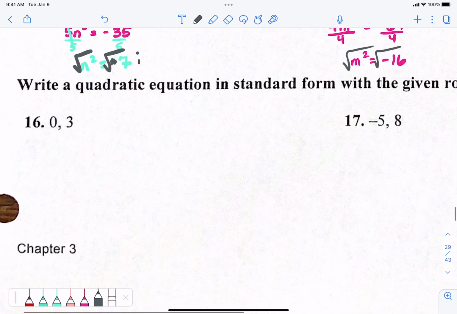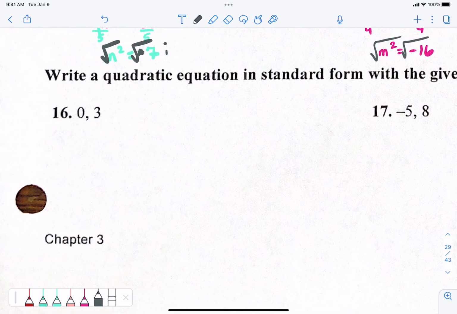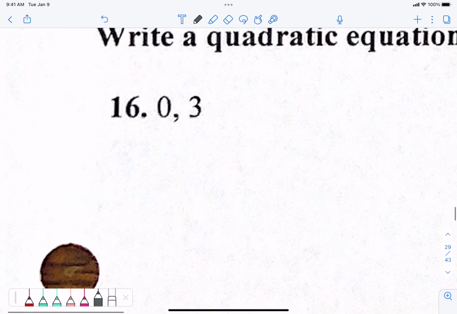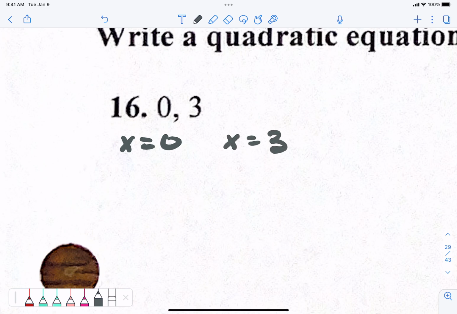Write a quadratic equation in standard form with the given roots or zeros. This means x equals 0 and x equals 3. What did my bubbles look like before? X minus 2, x minus 3. What about 0? X plus 0, sure. Then I write an equation, minus 3 and plus 0, and we're going to FOIL.